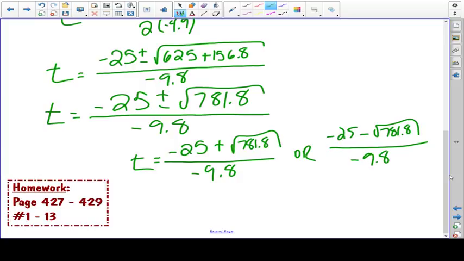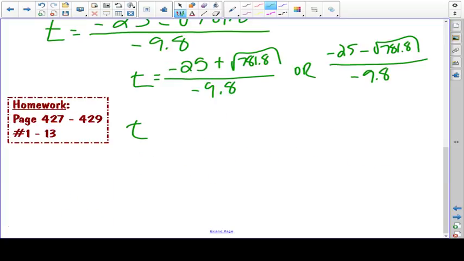Square root of 781.8 minus 25 divided by negative 9.8 is going to give us, interestingly enough, the first time, which is going to be negative 0.30 seconds. That's the first time. And over here, we're actually going to get positive 5.40 seconds.